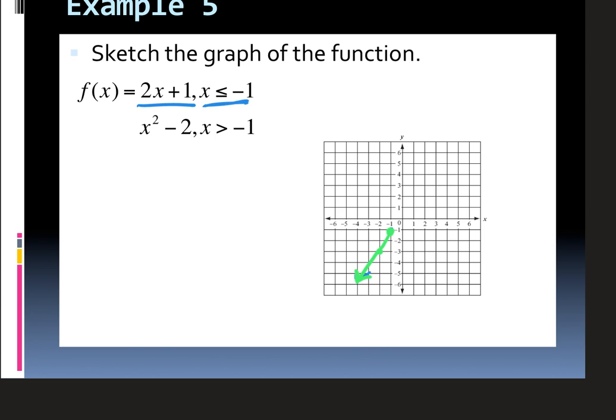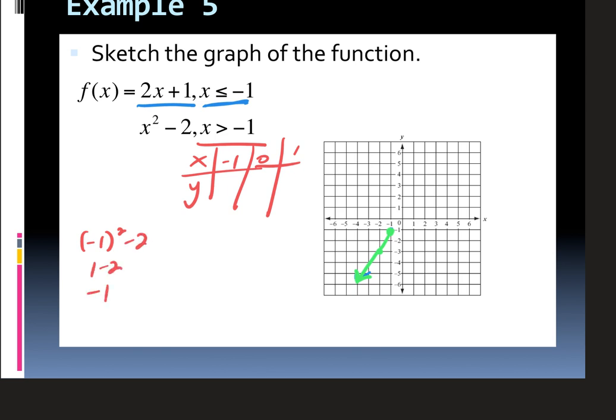Now the next part, x squared minus 2, which we're going to review like all of the parent functions tomorrow, and shifts and all that stuff. But let's say you don't remember what this looks like exactly, or you don't know those points. If I knew at least it was a parabola, I could get the overall shape. But what I could do is just take my -1 and plug it in, and then I want it to be greater than that. So I'd go -1, 0, and 1. If I plug in -1, I get 1 minus 2, which is -1. So at -1, I get -1. That would have been an open dot.